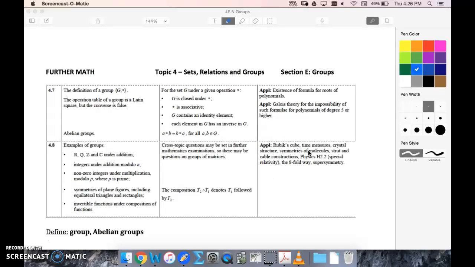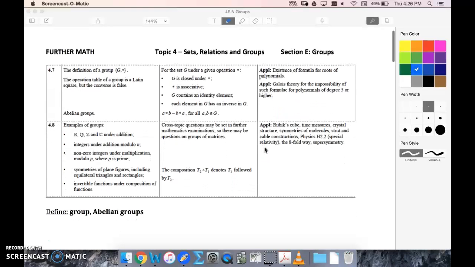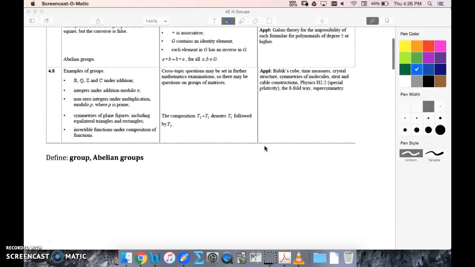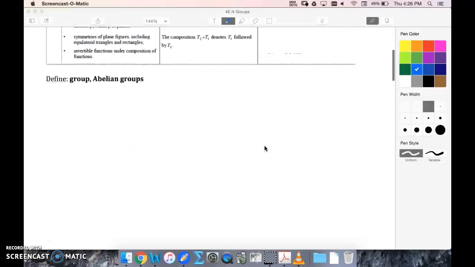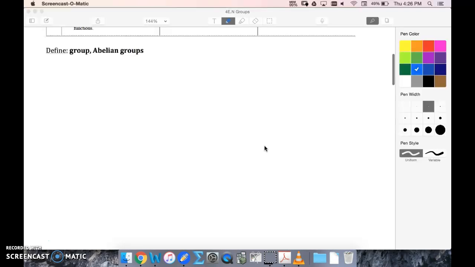Nice applications over here if you're looking at it. I love when they bring up the Rubik's Cube as actually fitting into math contexts. All right, so let's start with defining what a group is. Basically the way that we get a group is we take a set and then we link that set with an operation. So groups start with sets plus an operation.